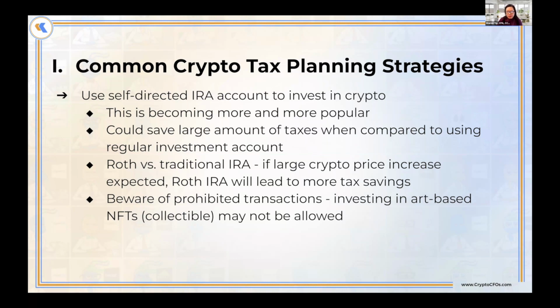Now, we all know that IRAs have different types. And when comparing a Roth IRA with the traditional tax-deductible IRA, I would say if you believe your crypto asset value will increase substantially over time in the future, using a self-directed Roth IRA to invest in crypto is probably a better choice than using a traditional IRA account, because earnings in a Roth IRA are tax-free for qualified distributions.